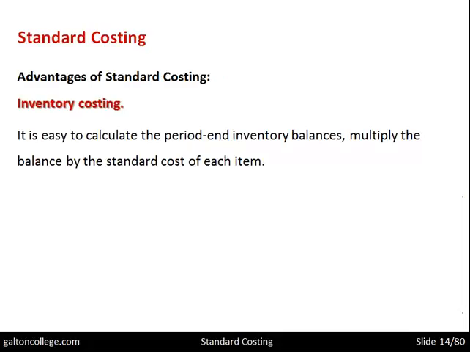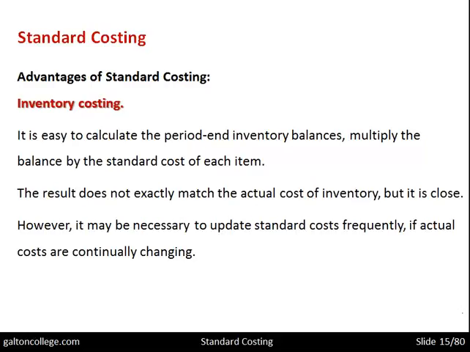Inventory costing is another issue. It's easy to calculate the period end inventory balances: multiply the balance by the standard cost of each item. So that's an advantage of standard costs. They simply take the inventory balances. The storekeeper reports what items are in stock, and they multiply it by the standard cost of each item. So it's a very easy calculation to do. The result does not exactly match the actual cost of the inventory, but it's close.